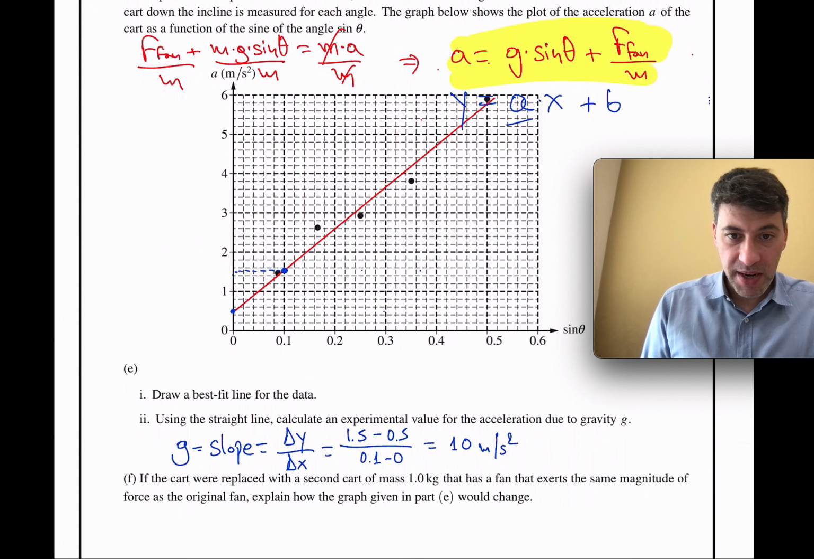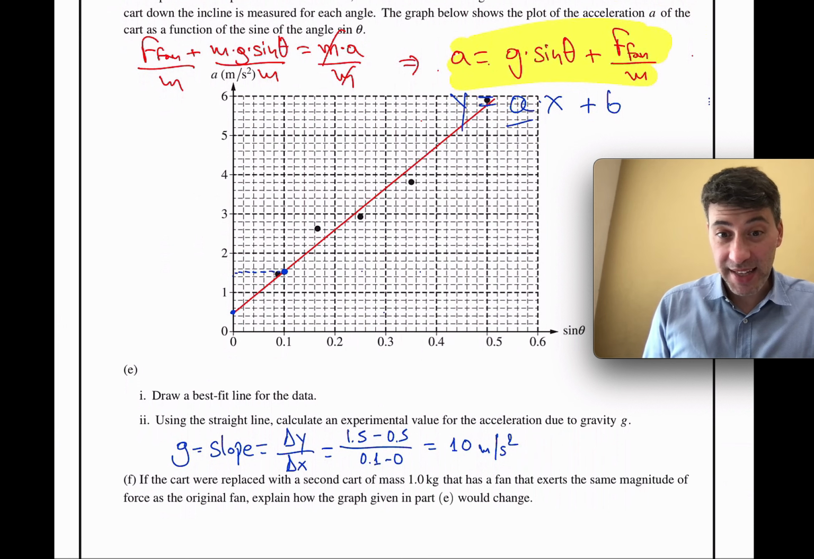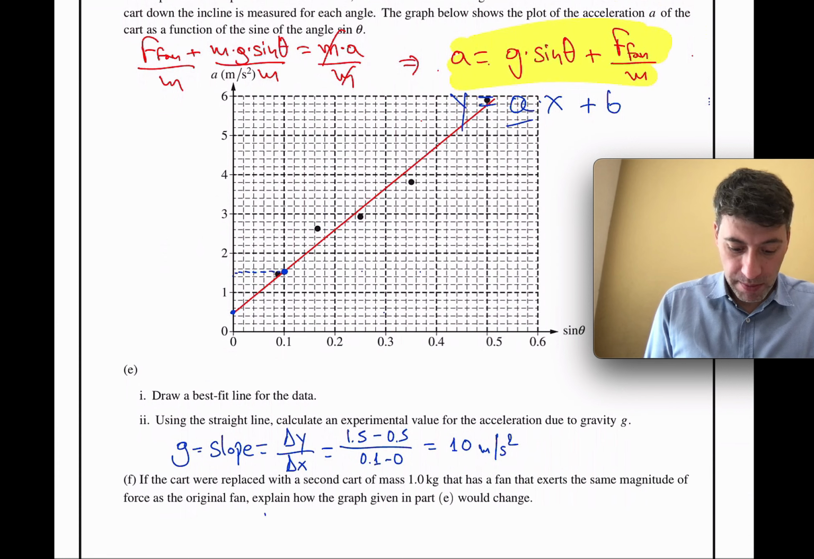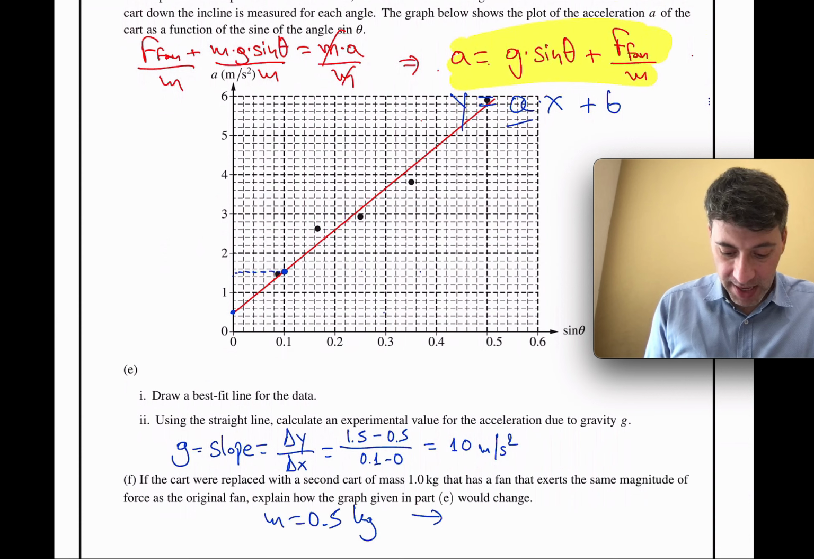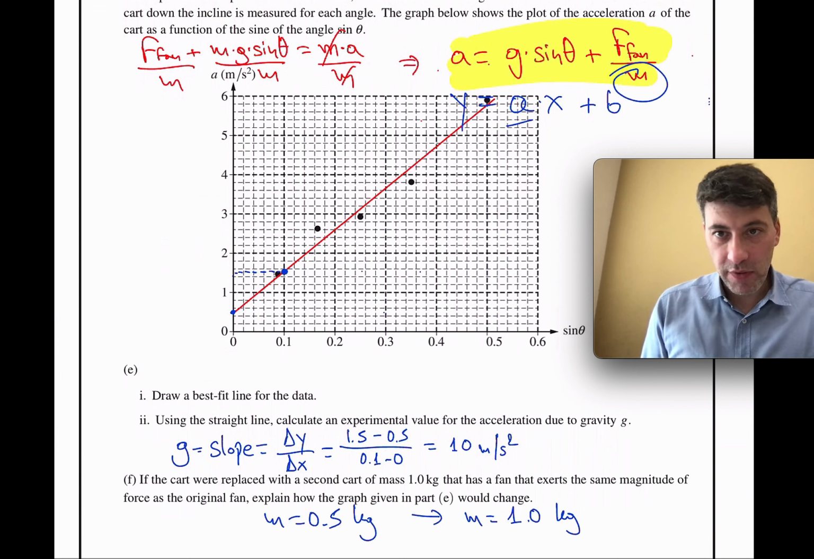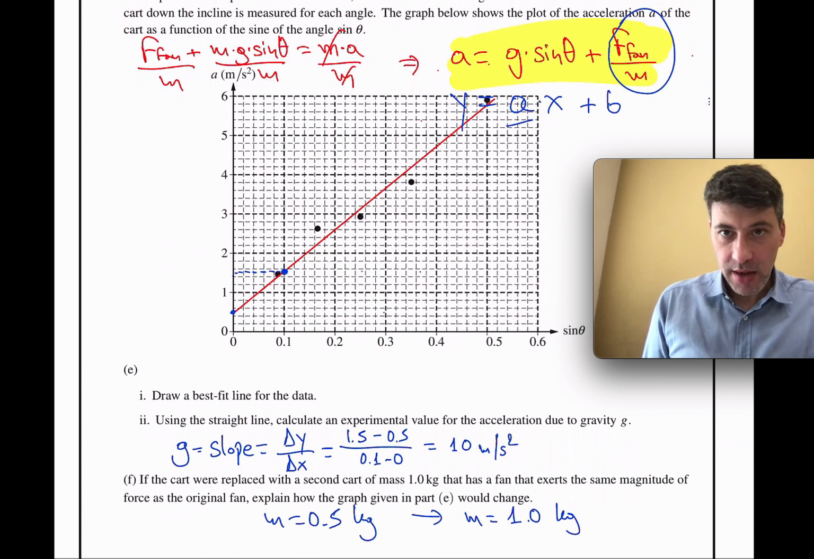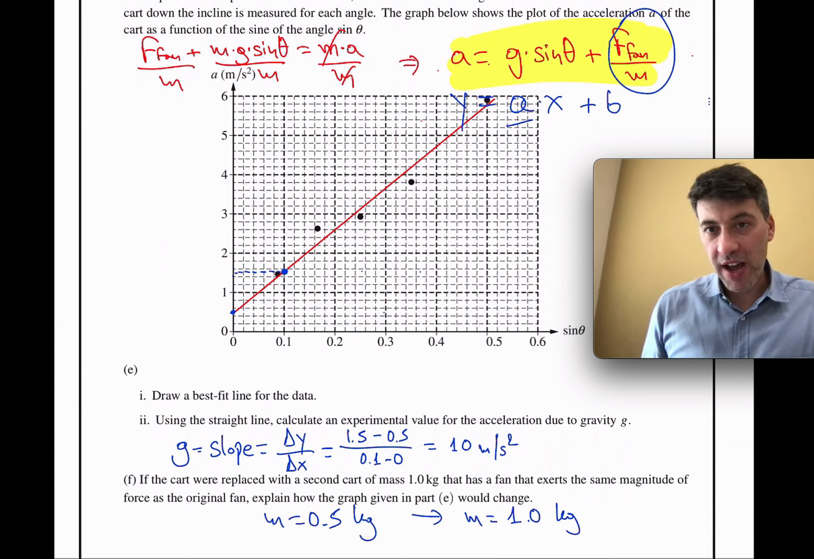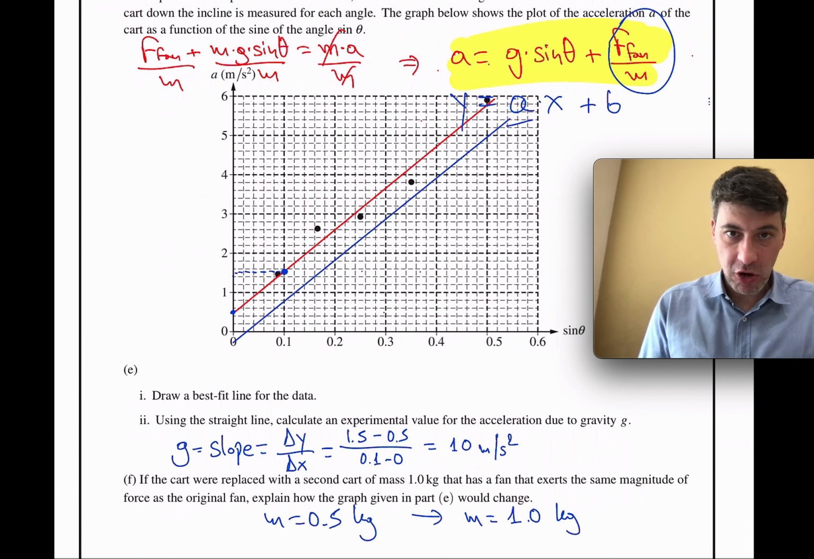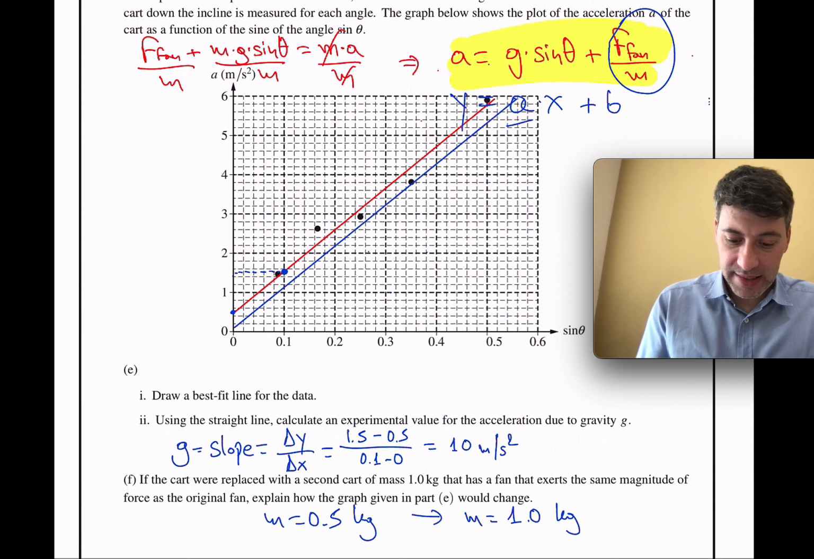Now, if we bring a cart that has a mass of 1 kg, the initial value of the mass was 0.5 kg, and we increase the mass to 1 kg. This increases the value of the denominator, so the whole y-intercept would get a smaller value. So everything would stay the same, the line would have the same slope, but the graph itself would be a little bit below.